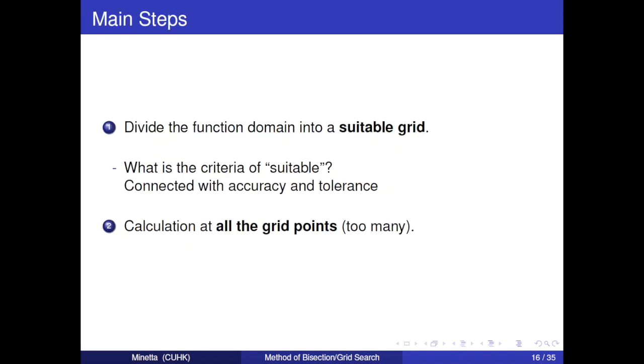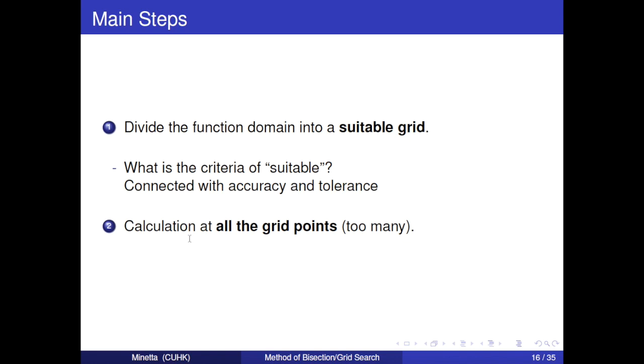The main steps are easy to see but hard to do. First, divide the function domain into a suitable grid. However, what is the criteria of suitable? It is connected with the accuracy and the tolerance. You can see it in the next example.